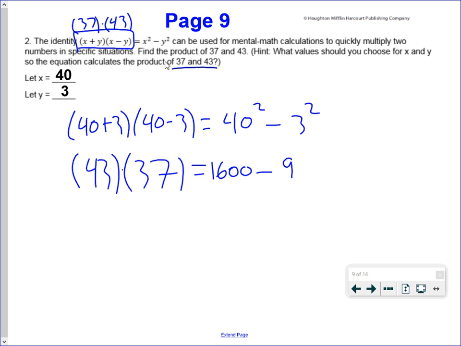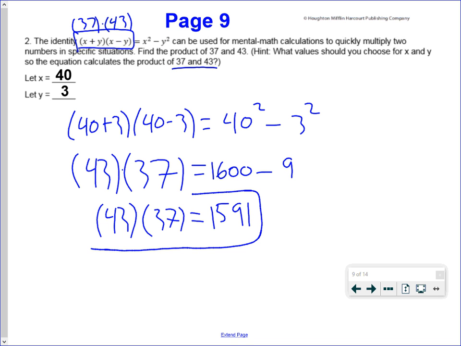All right, so all we need to do is solve for 1600 minus 9, and when we do, we get that 43 multiplied with 37 gives us 1591. So 43 times 37 is 1591.